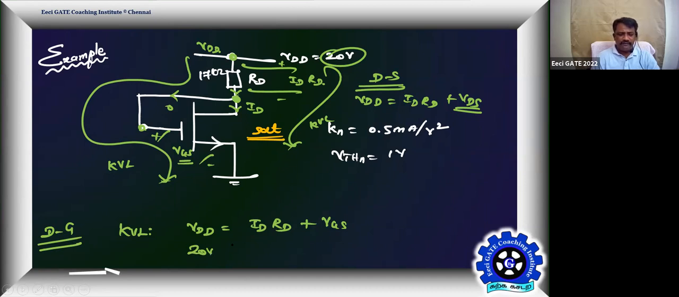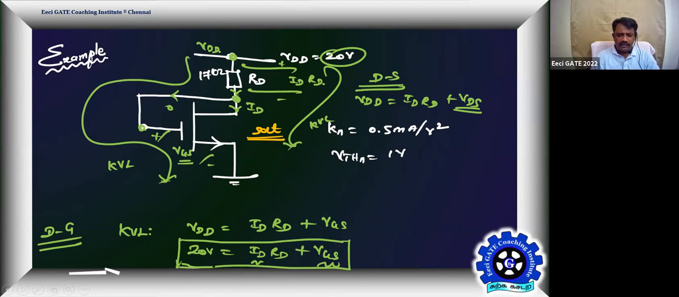The goal is to find VGS now. Then 20 equals IDRD. RD is known as what? 17K. We'll substitute later. So then plus VGS. So we have two unknowns. One is ID, another one is VGS. That's all. The circuit is giving only one equation that is a function of two unknowns, but we need to solve for either VGS or ID.